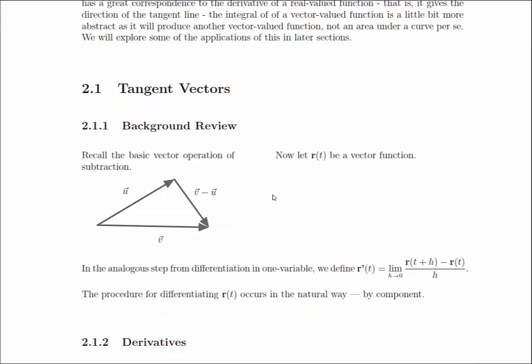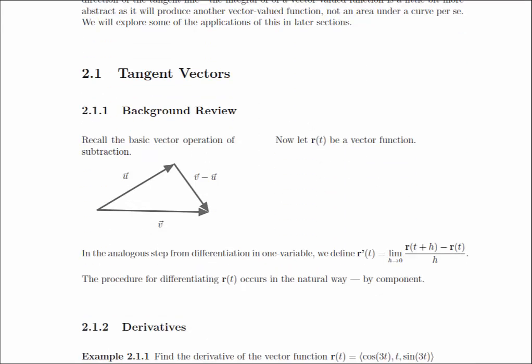So to get going here, what we want to do is remind ourselves that the derivative of a function is going to be given by the limit as the change in the input goes to 0 of the change in the output over the change in the input. Oftentimes in calculus we use h to represent this change in the input.